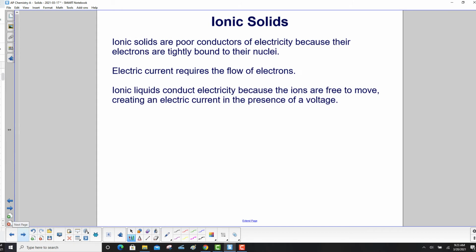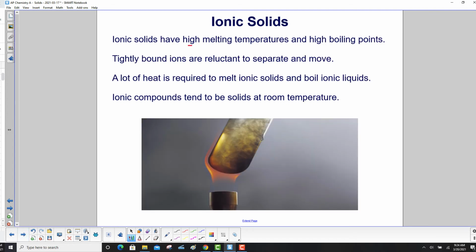Ionic solids are poor conductors of electricity because their electrons are tightly bound to their nuclei. Electric current requires the flow of electrons. Ionic liquids conduct electricity because the ions are free to move, creating an electric current in the presence of a voltage. Ionic solids have high melting temperatures and high boiling points.